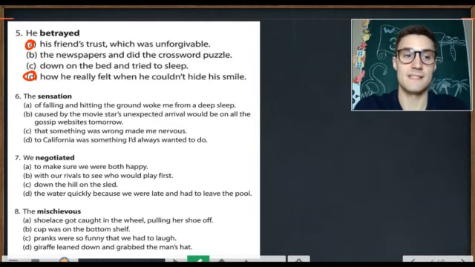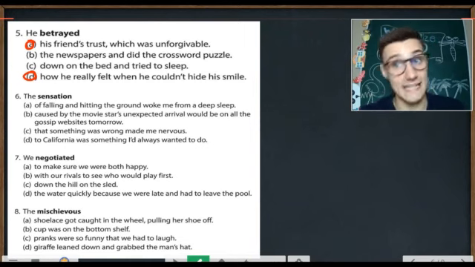Next, number 6. The sensation. A. of falling and hitting the ground woke me up from a deep sleep. Remember, if you can replace the word sensation with feeling, it's correct.